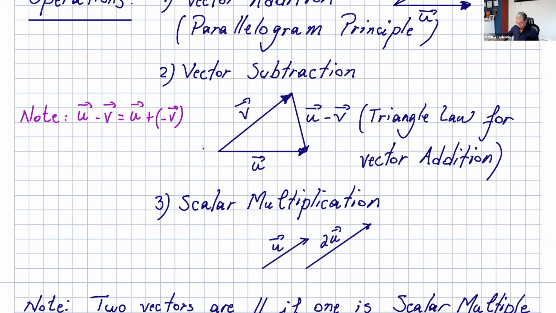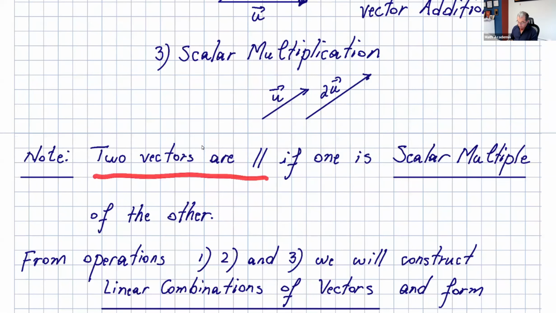Remember these words because we're going to use them a lot. I put a note here: two vectors are parallel if one is a scalar multiple of the other. These two are parallel vectors because one is a scalar multiple of the other. If I call this vector v, then v is 2 times u, and they are going to have the same direction. A scalar multiple is just taking the vector and multiplying it by a number.